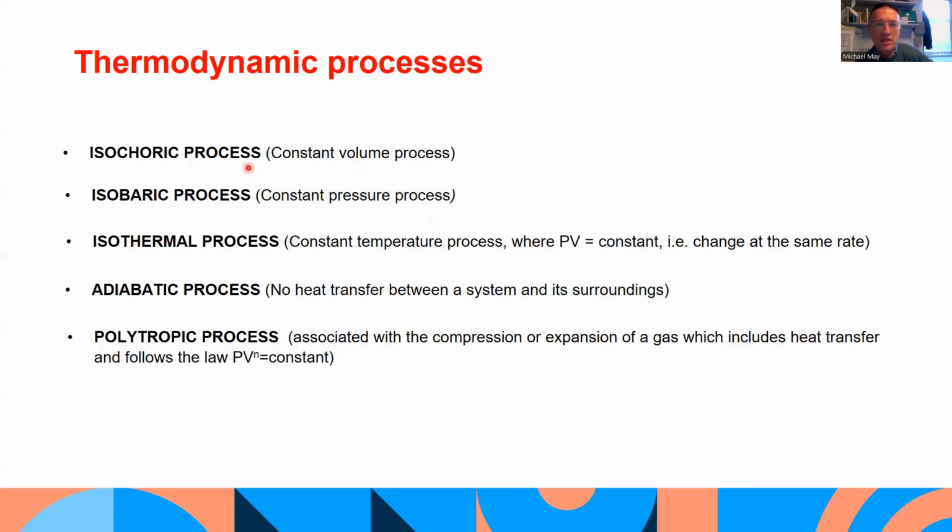So first one is an isochoric process that occurs at constant volume. And we have an isobaric process, which you've just seen, that occurs at constant pressure. An isothermal process, constant temperature process where PV equals constant. In other words, P and V change at the same rate. Adiabatic process where there's no heat transfer between a system and its surroundings. And a polytropic process associated with the compression or expansion of a gas, which includes heat transfer and follows the law of PV to the power of n equals constant. So let's look at each of those in turn.